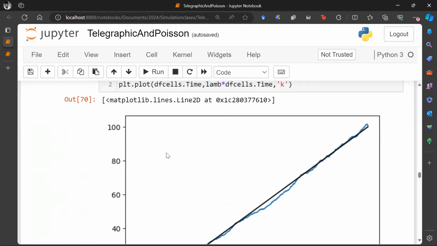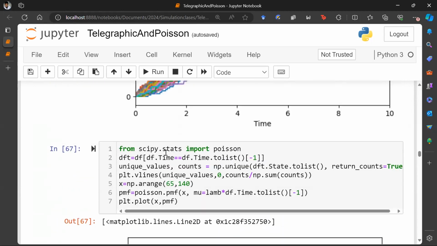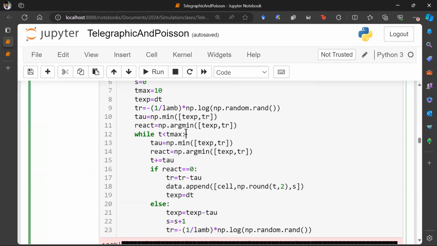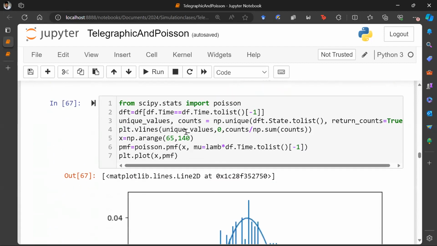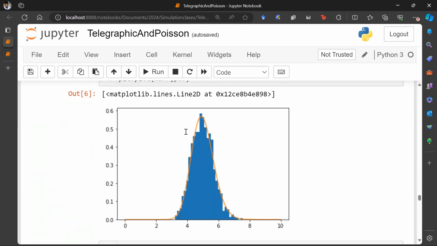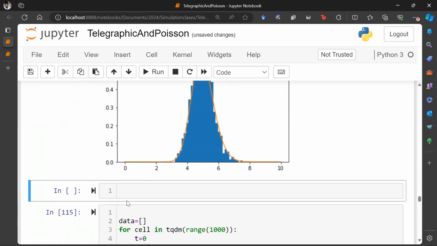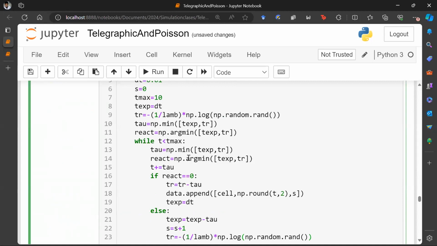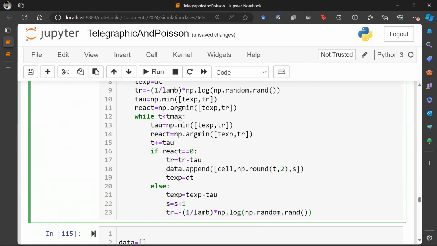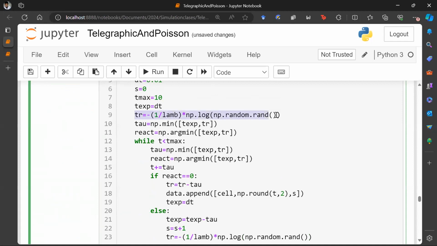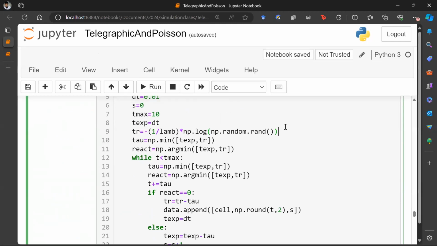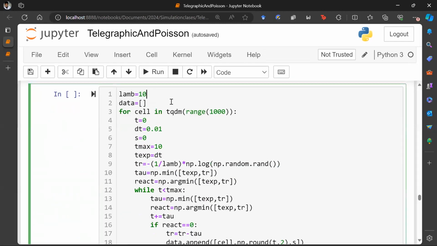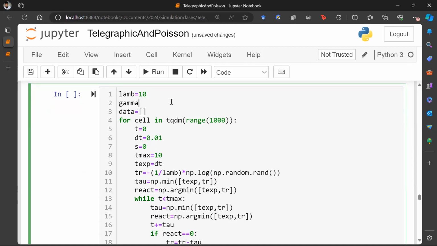Okay, so I'm going to use the same script of the Poisson process. I'm going to copy and paste it here under the Erlang. So I have here the script for Poisson. Here I only have one reaction, that is the production. So we're going to add another reaction that's going to be degradation. So here I have, let's say, degradation gamma equal to 1. This is the degradation rate.